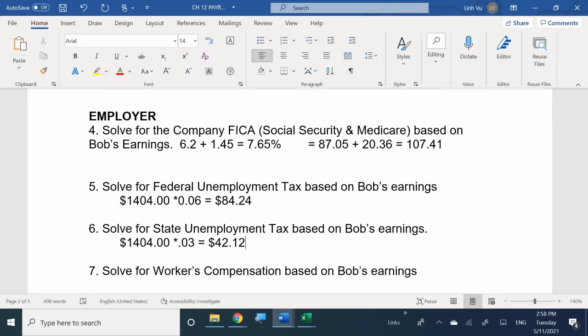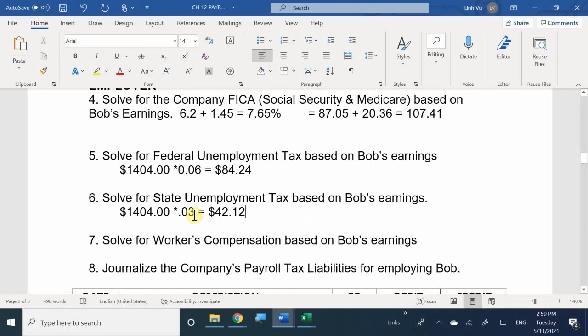So you can do it this way too. If you know that the federal unemployment is 6%, and you know that the state is half of it, because it's 3%, you could just take the 84.24 divided by 2, or just take half of it, and it's going to be 42.12. But that's of course for this class, those are the numbers we're using. If you're working at a company, those numbers could be subjective, meaning they could be any number, any percentage. All right, so there you go, 42.12.